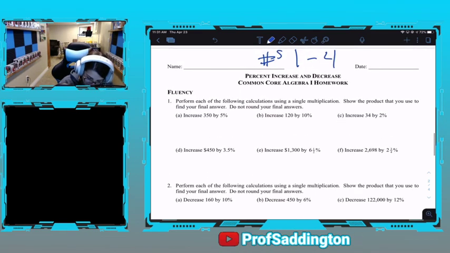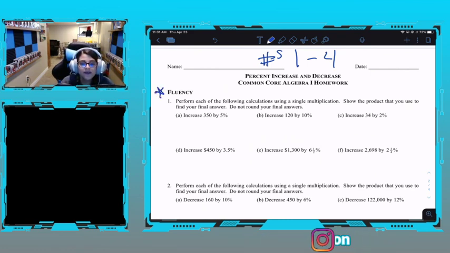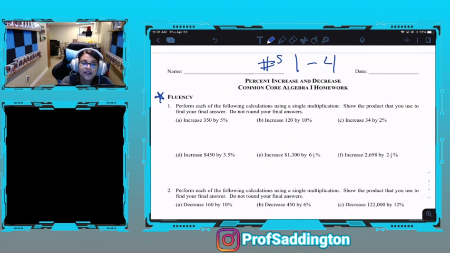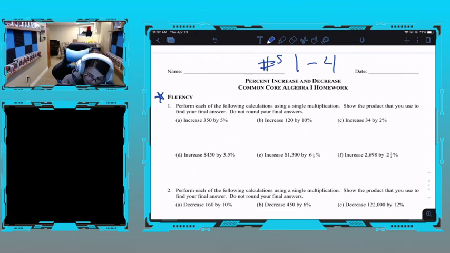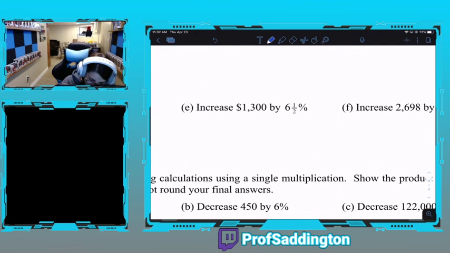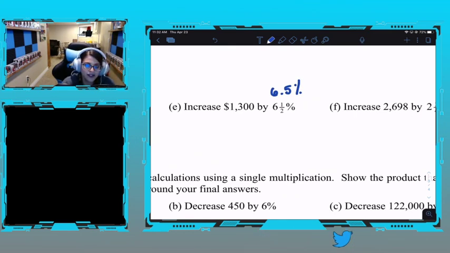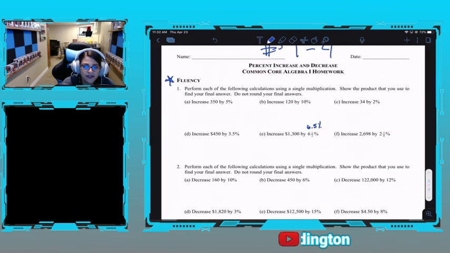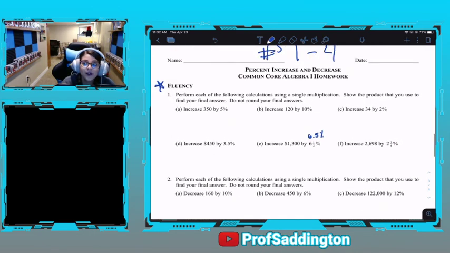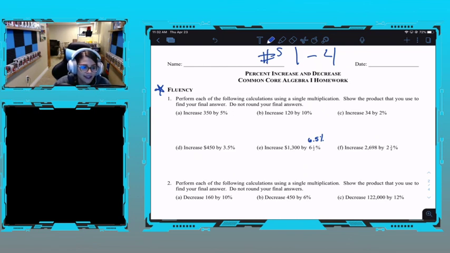And make sure you're looking back at your notes in this video because they're pretty much the same thing. If you have a fraction like example E, remember that's really like 6.5%. So those fractions just turn into decimals and then solve accordingly. So hope you have an awesome day, and hopefully I'll see you soon.